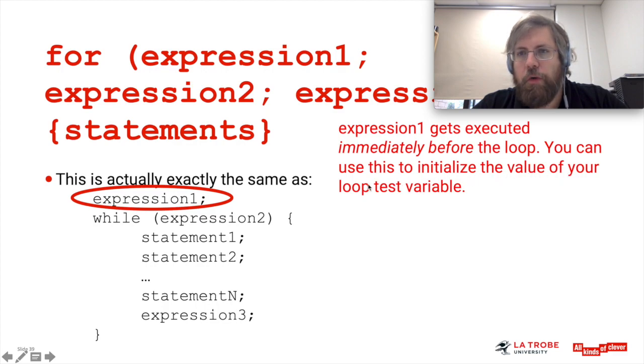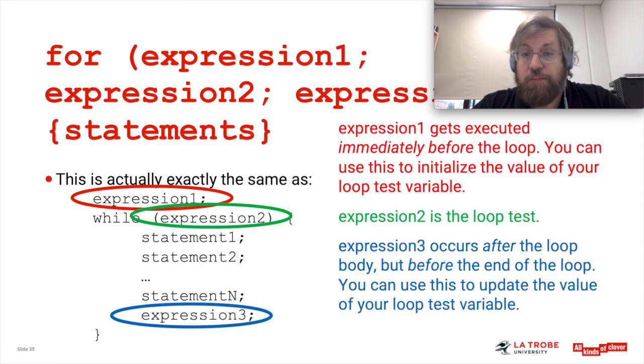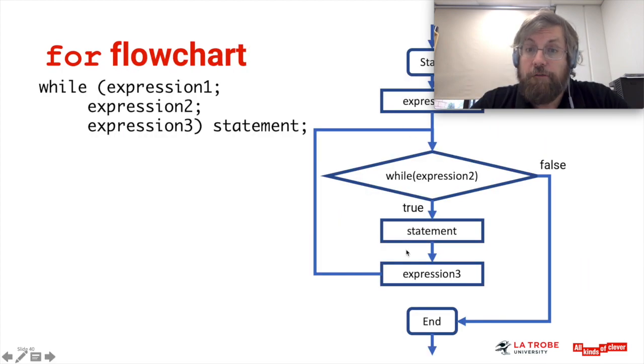Expression 2 is the loop test, and expression 3 occurs after the loop body, but before the end of the loop. So usually you would use this to update the value of your loop test variable. So you initialize your variable, test your variable, update your variable. That's expression 1, expression 2, expression 3. Okay? This is what the for loop looks like as a flowchart. It's a little bit more complicated, but that's just because we need to have expression 1, expression 2, expression 3. You can see that it looks just like while, except for expression 1 at the beginning and expression 3 at the end. Okay?